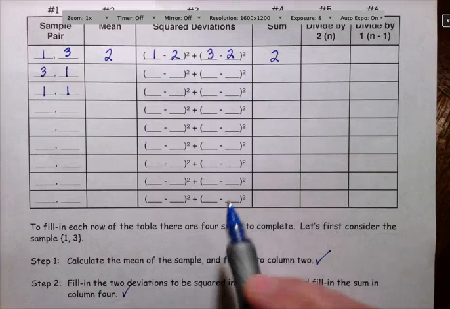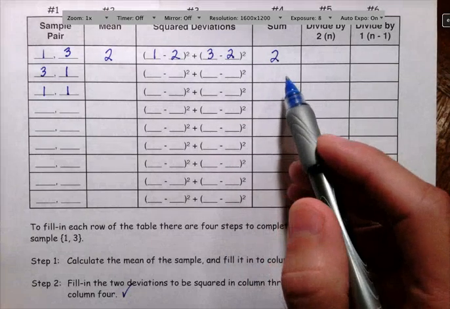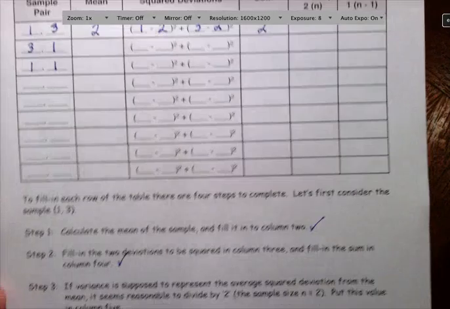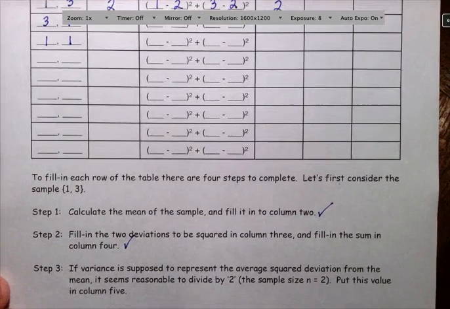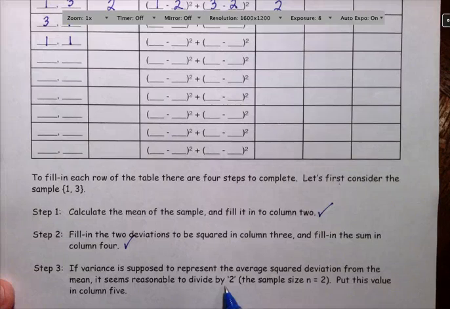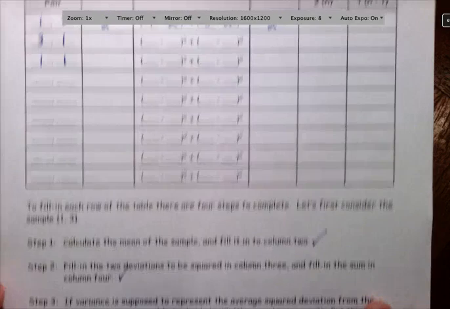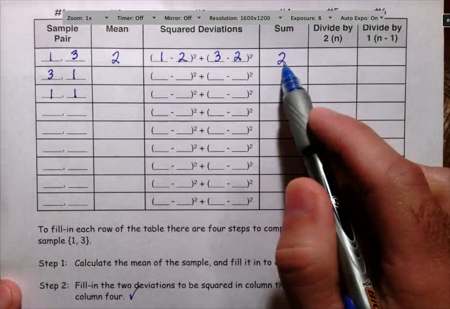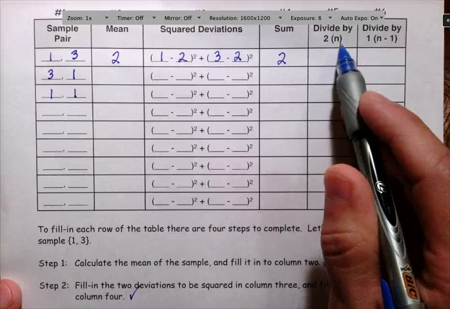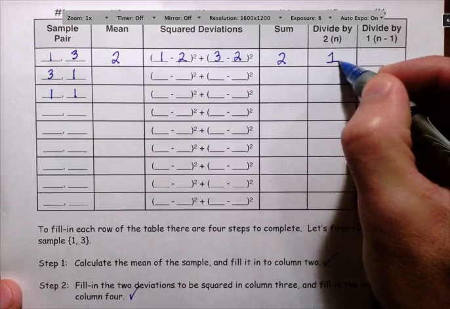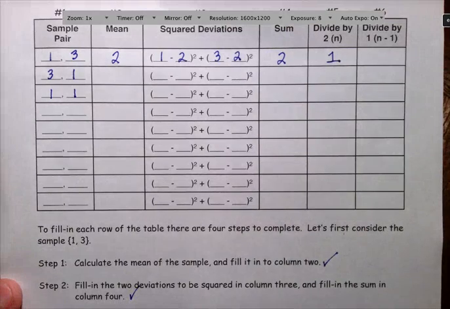So next step. Step 3. The variance is supposed to represent the average of the squared deviations from the mean. So it seems like, since there are 2 deviations here, we should be dividing by 2. You already know that we're supposed to divide by 1 less than the sample size, but in column 5, what I want you to do is to pretend like we're supposed to divide by 2. So here, the sum is 2. If we divide by the full sample size of 2, we get a 1. That's step 3.